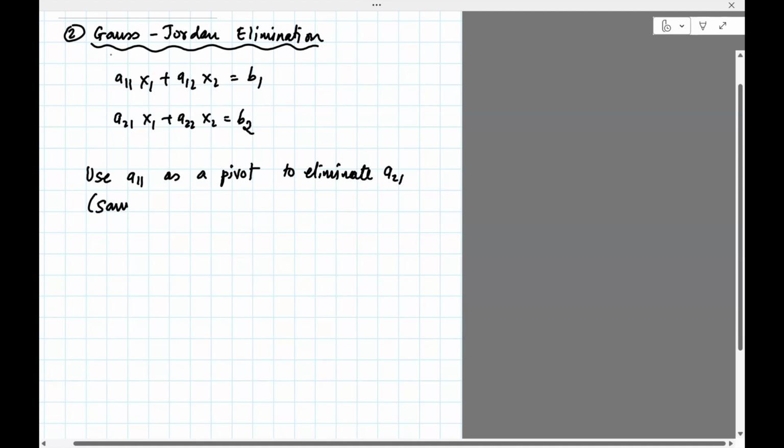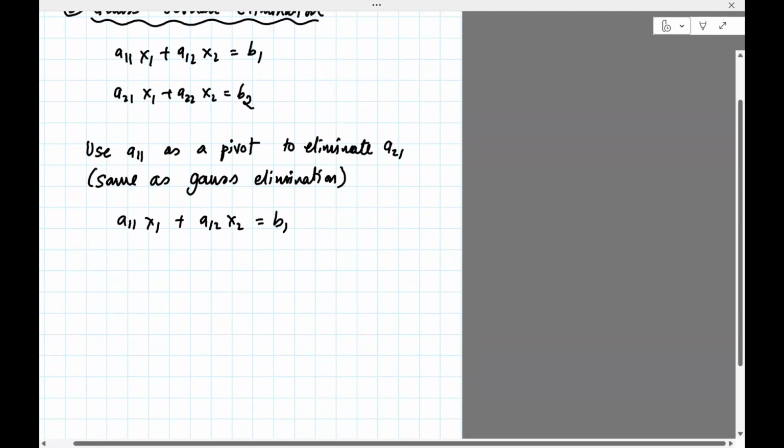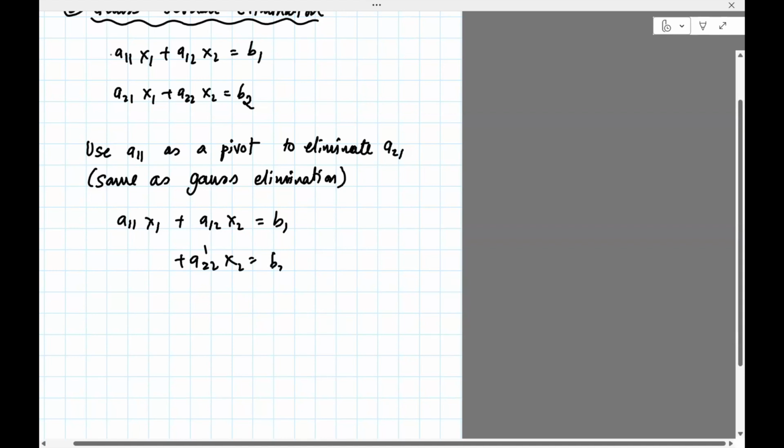The same as Gauss elimination. So it will be a11 x1 plus a12 x2 equals b1. And then since we eliminated a21, we don't really have to write it down. We'll just have a22 prime, because a22 will change because you used a11, the first row, to eliminate a21. Okay, so far it's the same as Gauss elimination.